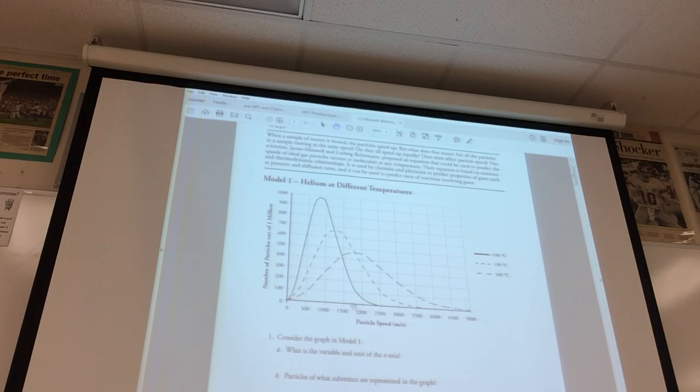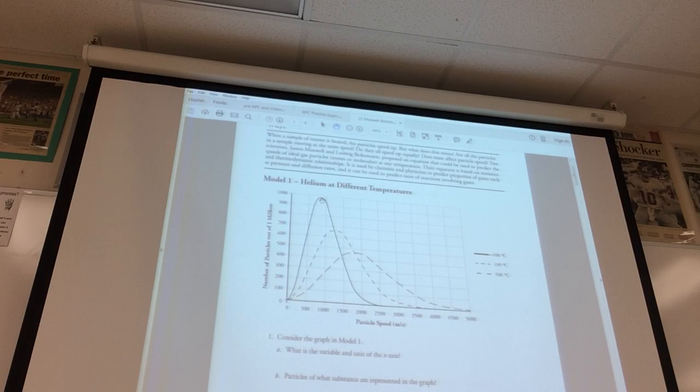So let's consider this. The range of speed at negative 100 is from 0 to 2500. So the particles don't all move at the same speed. And the temperature's constant for negative 100, so it's constant for that curve. Okay, I see it. Most of the particles move at about 900 meters per second, right? Yeah, because here's the peak.